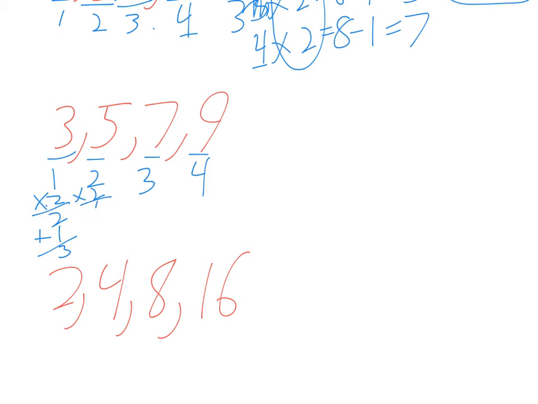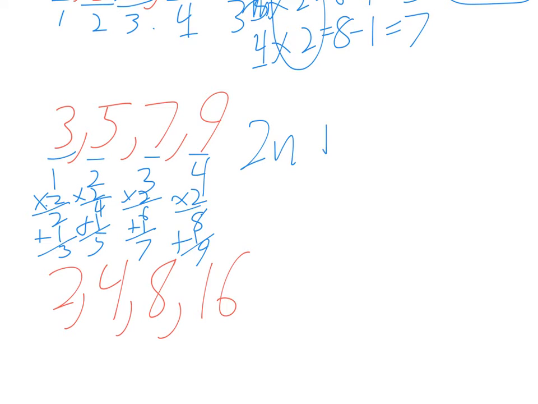2 times 2 is 4, plus 1 is 5, times 2 is 6, plus 1 is 7, then I bet you 4 times 2 is 8, plus 1 is 9. So it's times 2 plus 1 in this case, where the other one was times 2 minus 1. So it'll be 2n plus 1, and that'll get me to my answer there.